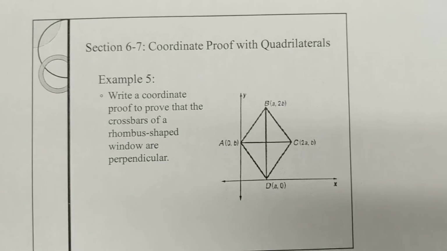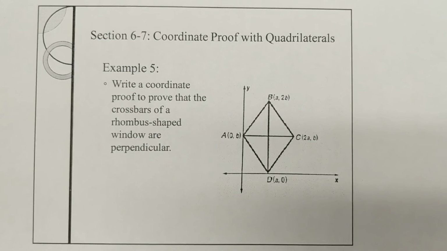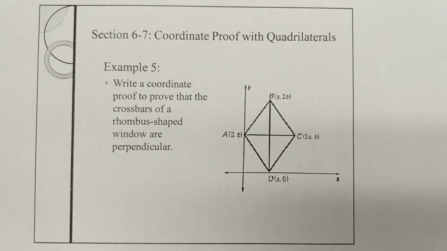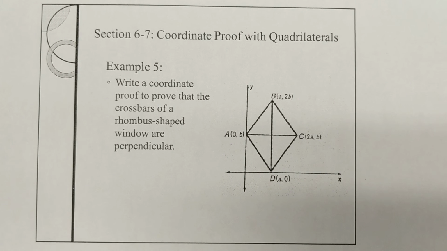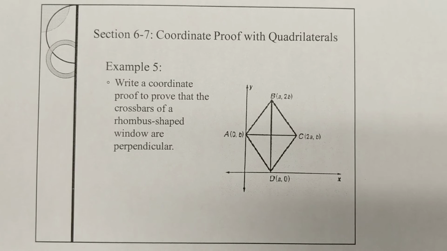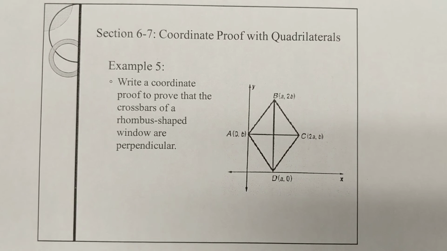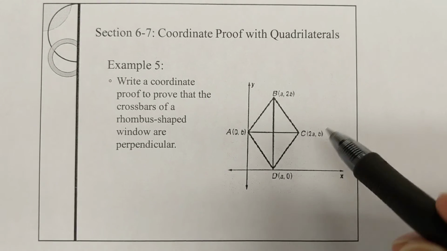Alrighty, and the last example. Write a coordinate proof to prove that the crossbars of a rhombus-shaped window are perpendicular. So if these are perpendicular, they meet at a right angle. If they meet at a right angle, the products of the slopes are -1, or one is horizontal and one is vertical. So I just need to find the slopes.